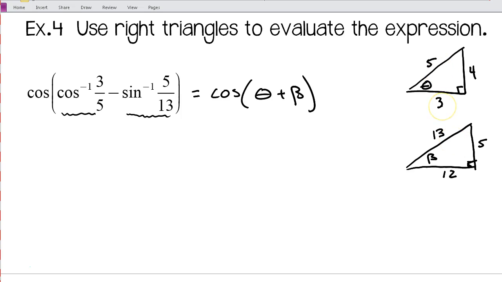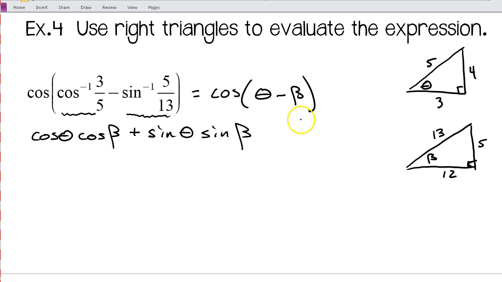Since I have all three sides of these two triangles, I could find whatever trig functions I wanted to find. So I've got the cosine of these two angles. That should be a minus over here. Let's fix that. And I'm going to use my sum formula to expand this. So cosine of theta minus beta is going to be cosine theta cosine beta plus sine theta sine beta. And then I'm just going to figure out what each of these are based on their triangles.